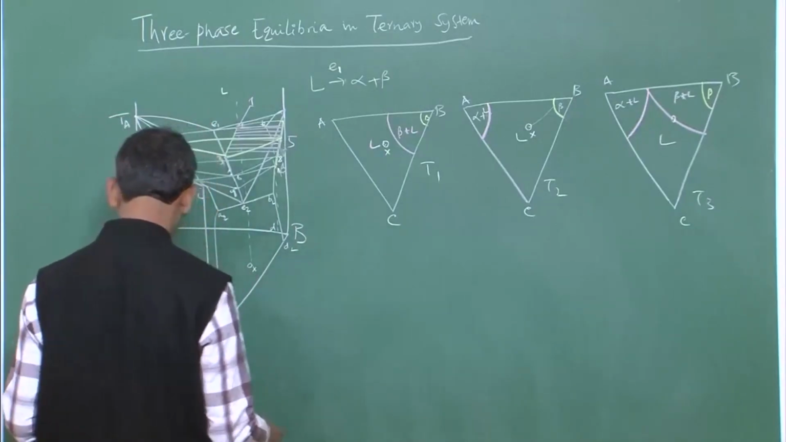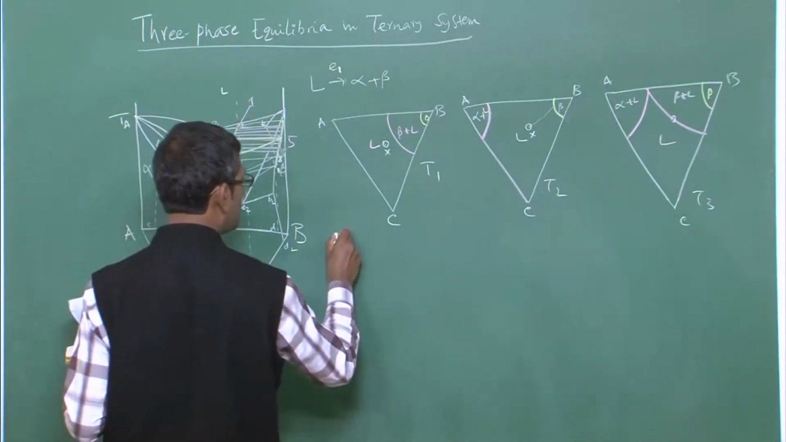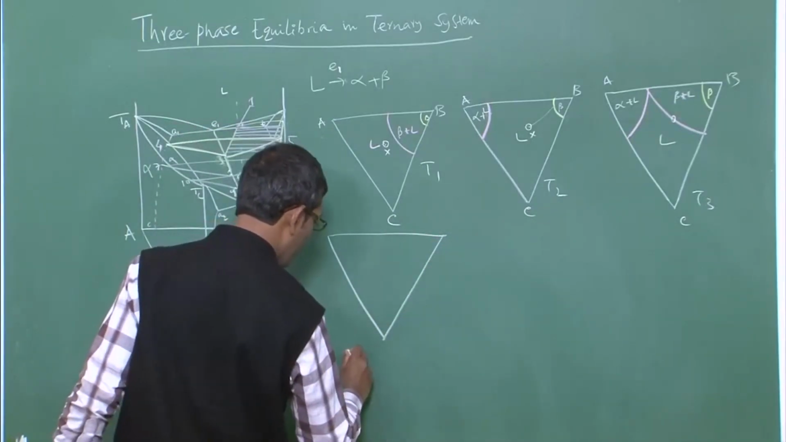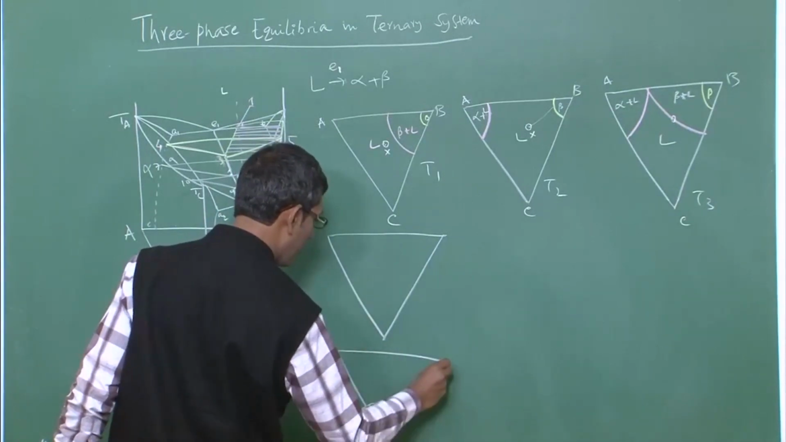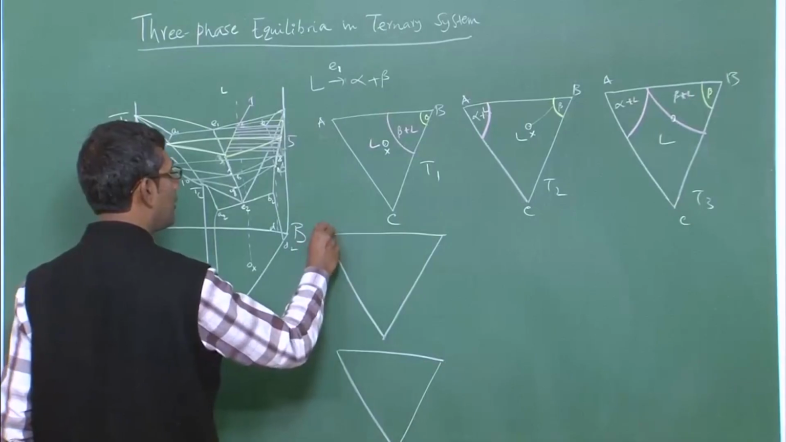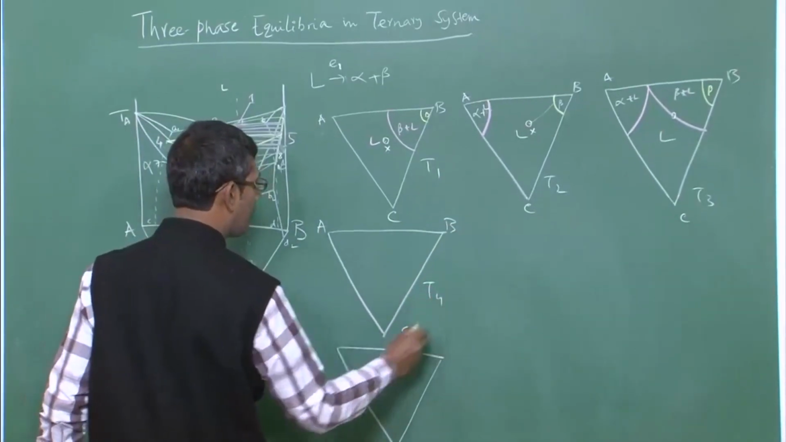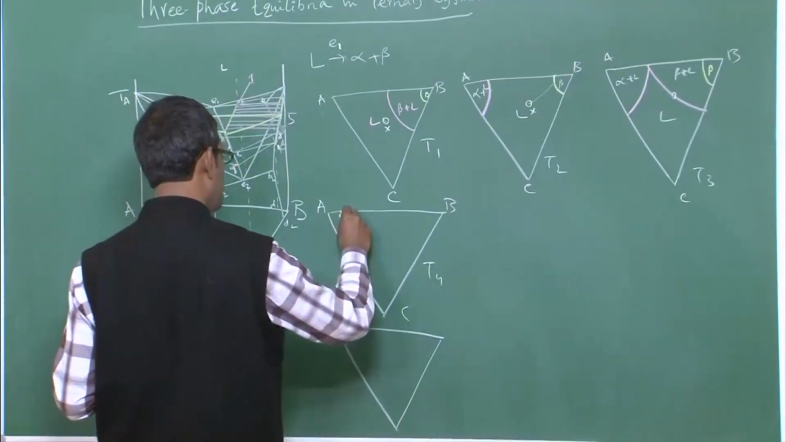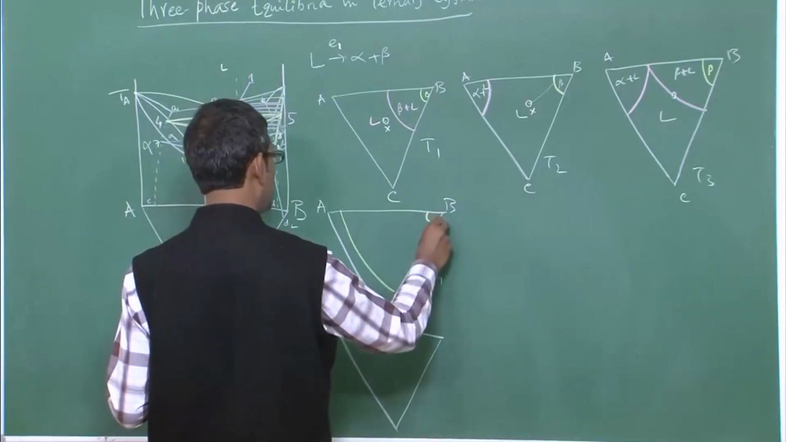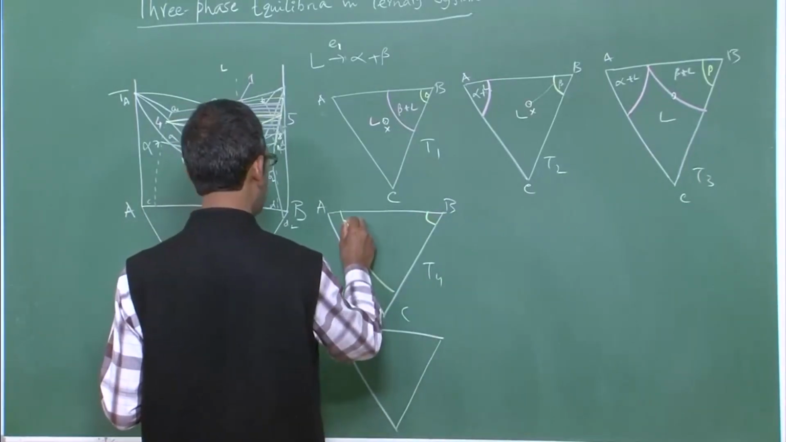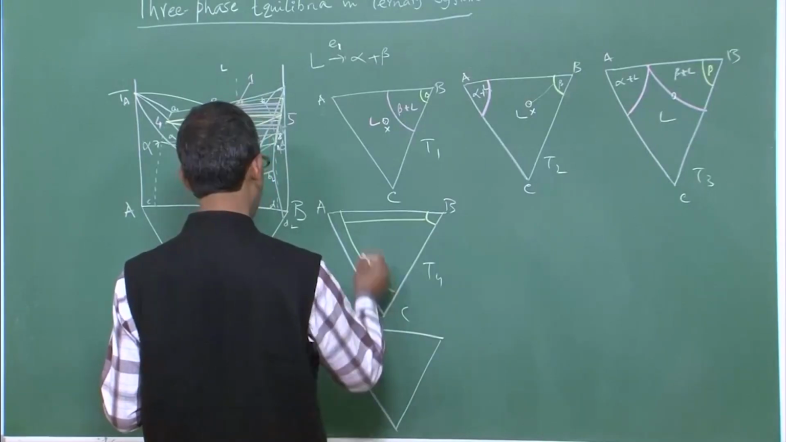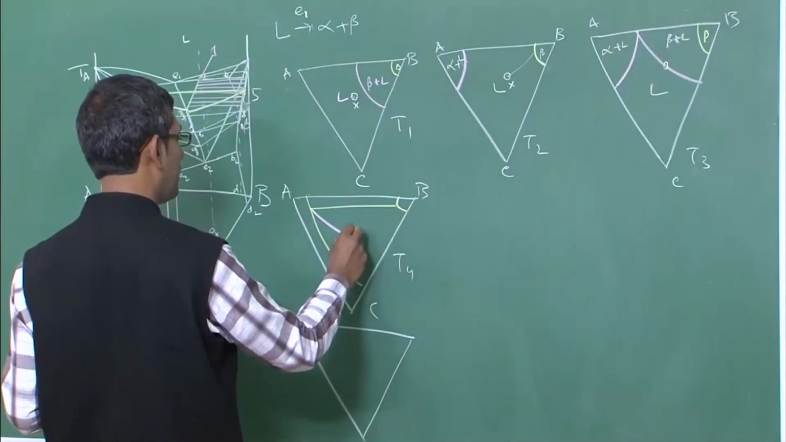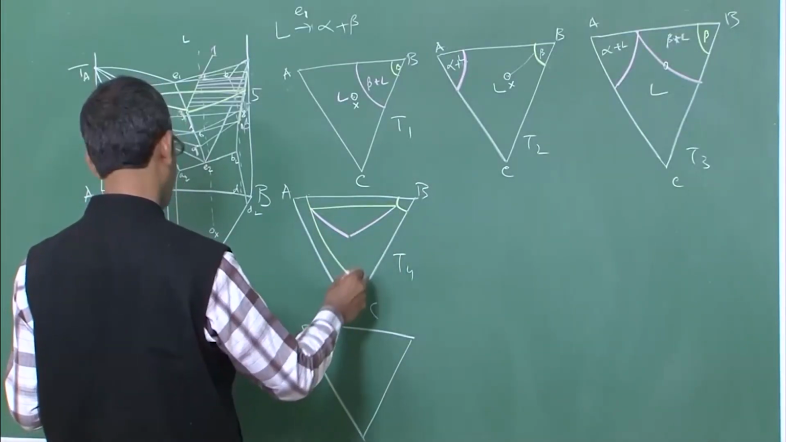Now, at T4 it will be very interesting actually. T4 is a very interesting case. Let me see whether I can draw one more triangle here, because I have to draw 9 triangles. Okay, I can draw at T4. At T4 you have fully developed alpha, fully developed beta, and fully developed also alpha plus beta zone. Okay. And then you have a liquid plus alpha plus beta. Okay.